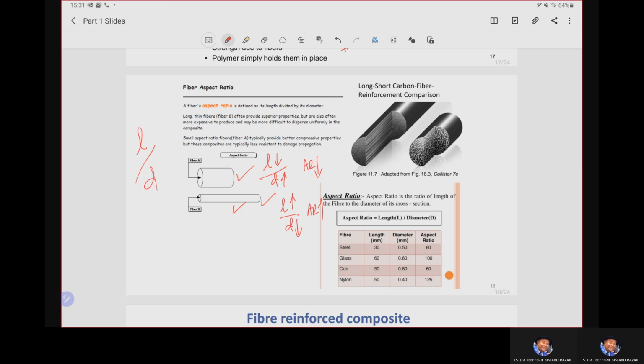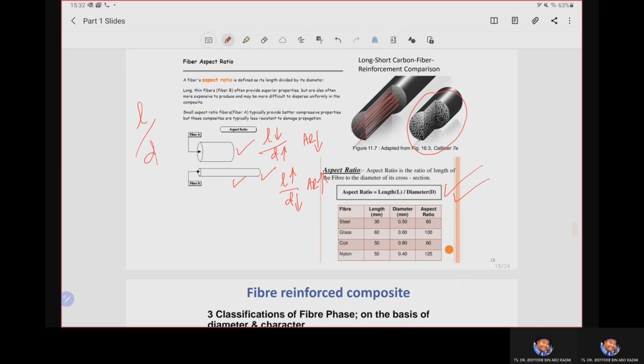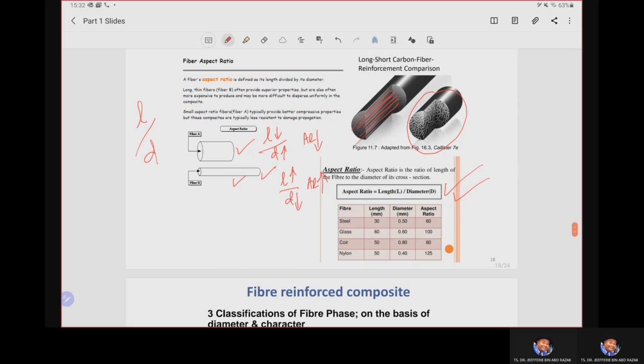In this comparison figure, it shows the orientation of long fibers, which are continuously aligned, while the short fibers here are randomly oriented. Here in the table, being showcased for the first time, is the relationship between length and diameter of the cross-section, or aspect ratio. The lower the D value, the higher the L value, yielding a bigger aspect ratio. L over D: the lower the D, the higher the L, the higher the aspect ratio. As you can see here, for the nylon case, there is longer length and lower diameter.